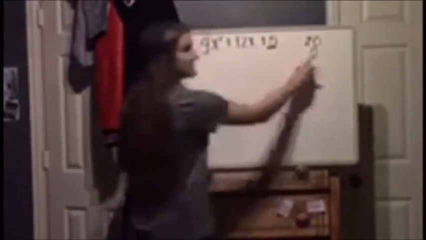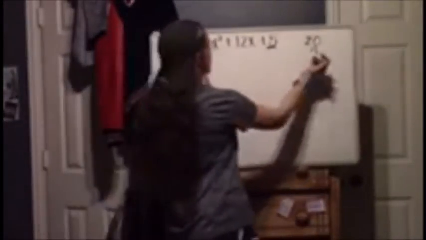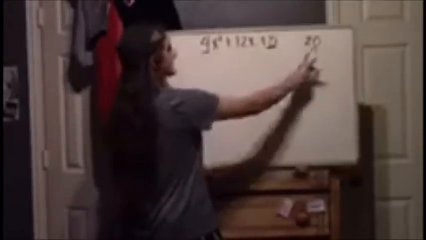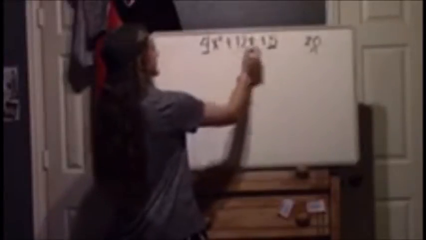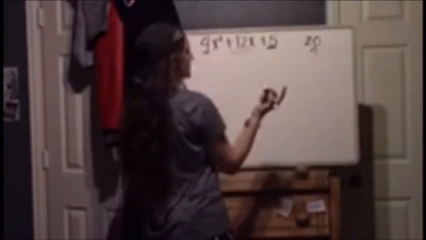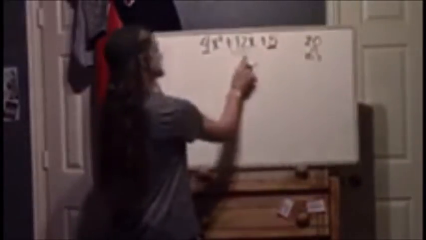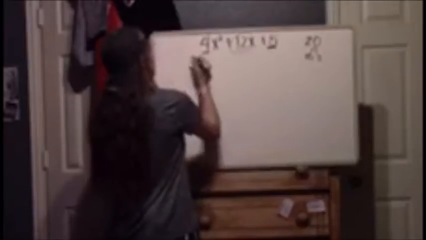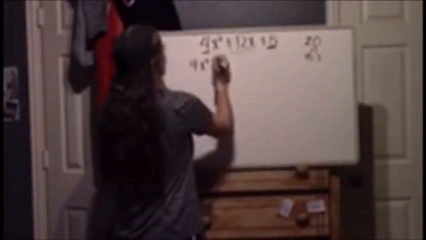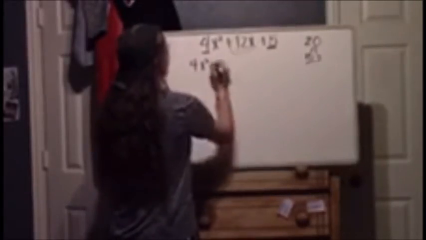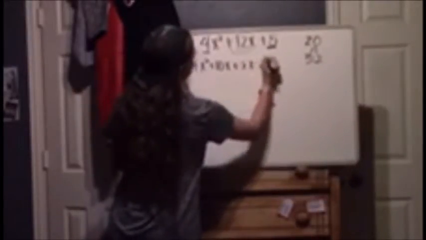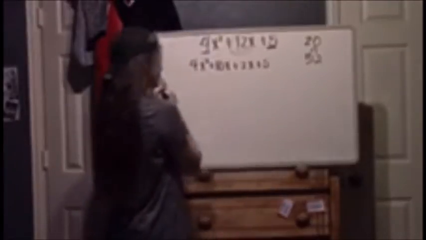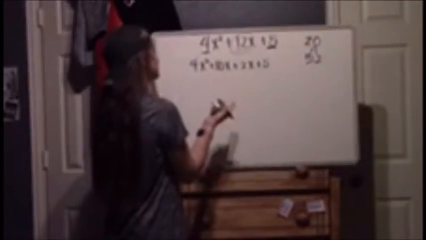And then you're going to find the factors that go into 20 that, whenever you combine them, are going to equal this middle number right here. So 2 that will work will be 10 and 2, because 10 plus 2 is going to be 12. And then you're going to rewrite it as 4x squared, then plus 10x and plus 2x, and then plus 5. Or you could flip it.